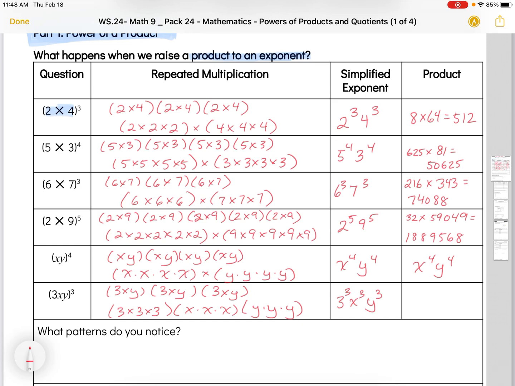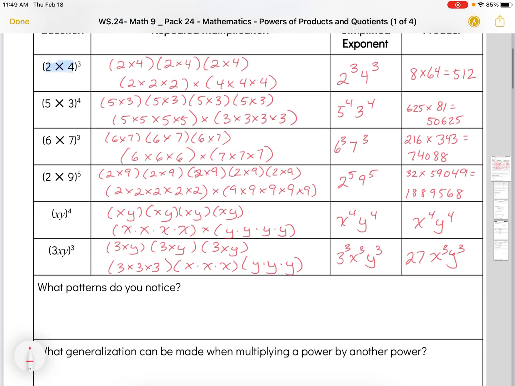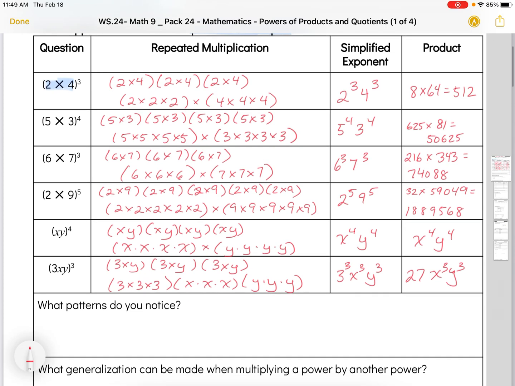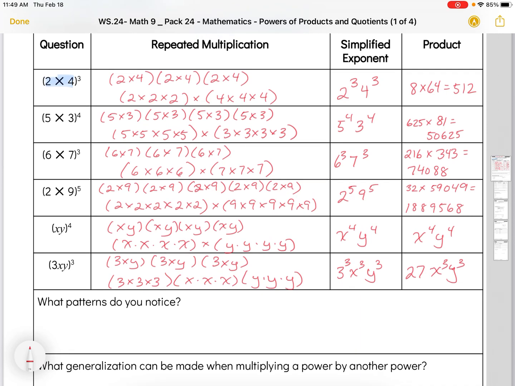Now for the product, all I can really evaluate is the 3 cubed. So it would be 3 cubed is 27, but the x cubed and y cubed stay the same. Now what patterns do we notice? What we notice is when we move from the original question to the simplified exponent, basically what we're doing is we are moving the 3 in.